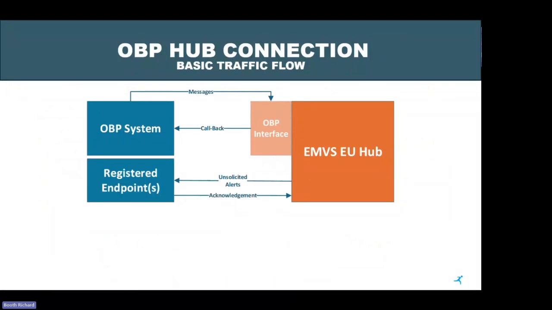So here we've got the basic traffic flow of the EU Hub. Normal transactions originating from the OBP system are sent to the OBP interface, and updates are received back from the hub, usually in the form of callbacks. For the EU Hub to send any product-related notifications, such as alerts, you have to register an endpoint. And to do that, you need the OBP endpoint address and a public certificate that it'll use to encrypt the messages with.